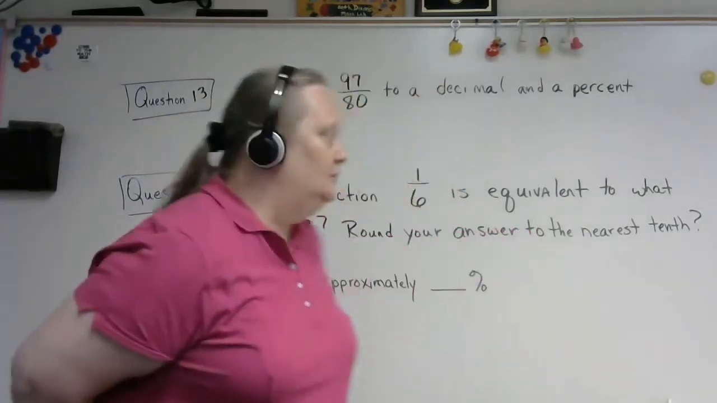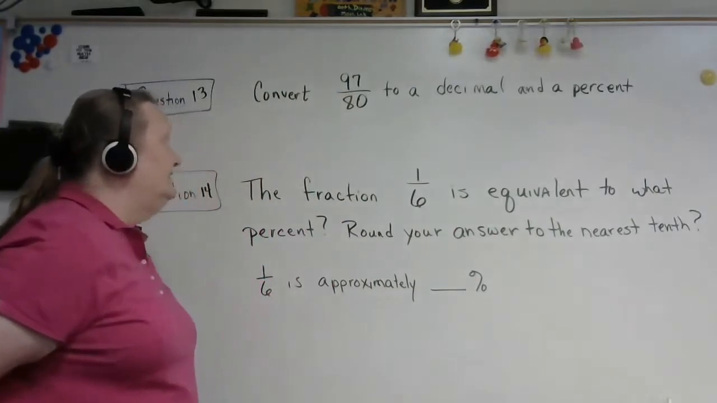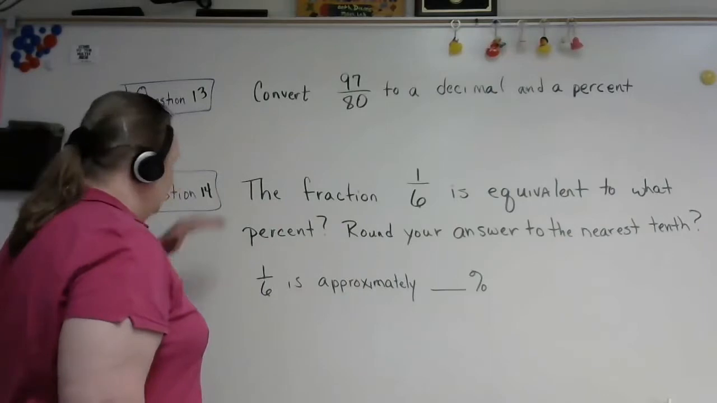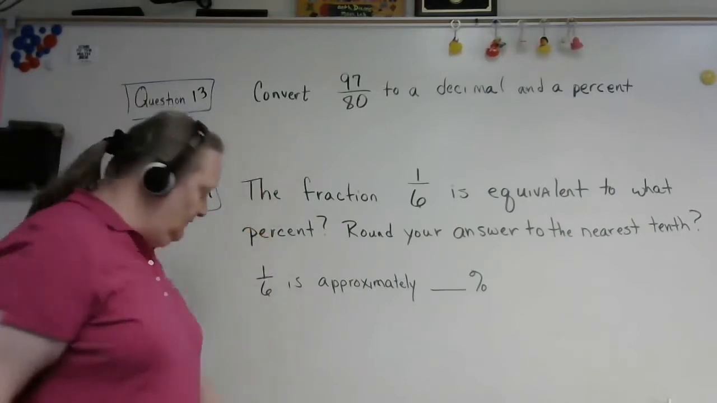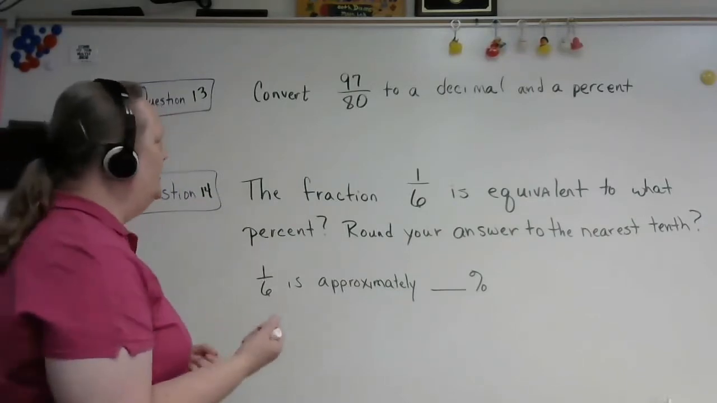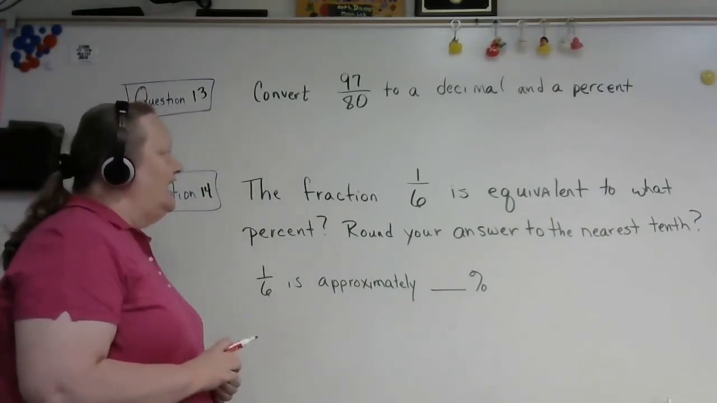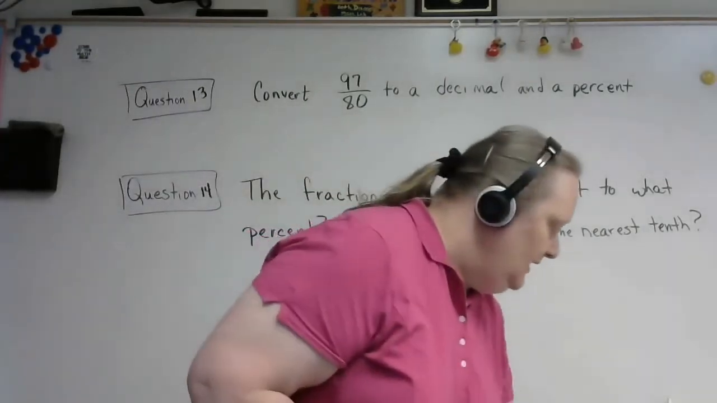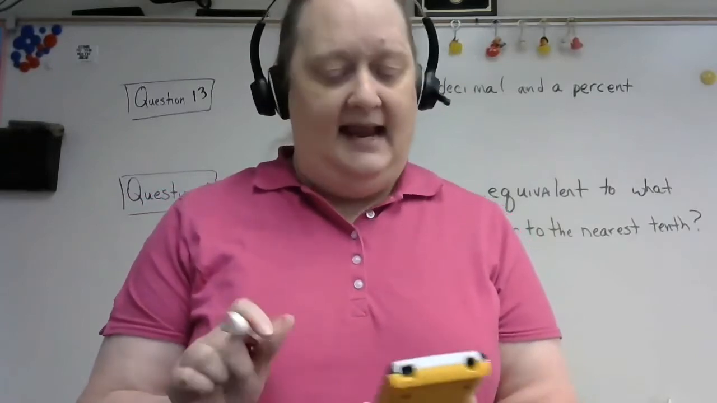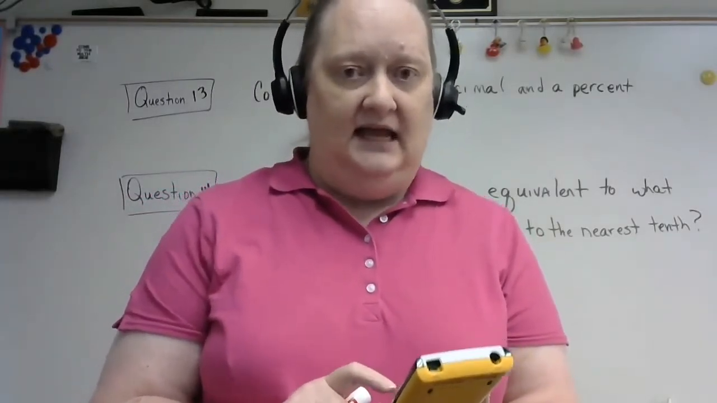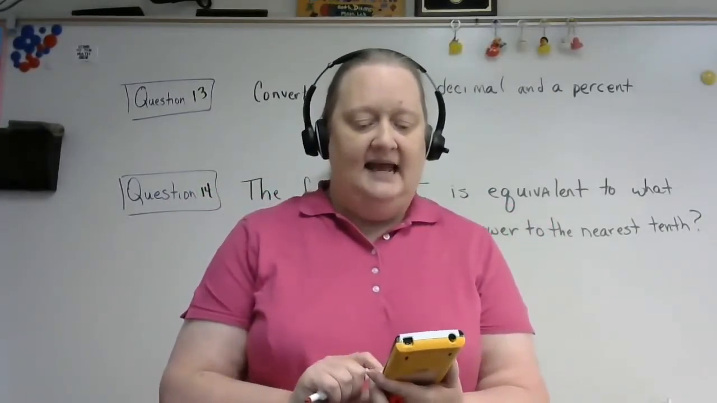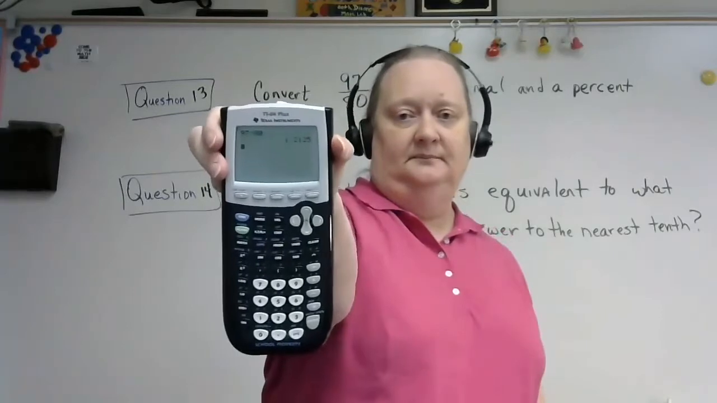Let's look at question number 13. Convert 97 over 80 to a decimal and a percent. And I didn't write down the boxes here for that, and I probably should have, but we'll just add those as we go. To convert that 97 over 80 to a decimal, we will use our calculator. We do not divide these out by hand. So take your calculator, type in 97 divided by 80, and then press enter.